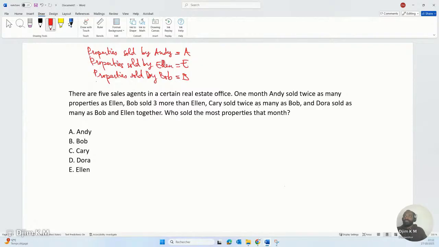And then properties sold by Carrie, C. And properties sold by Dora, D.